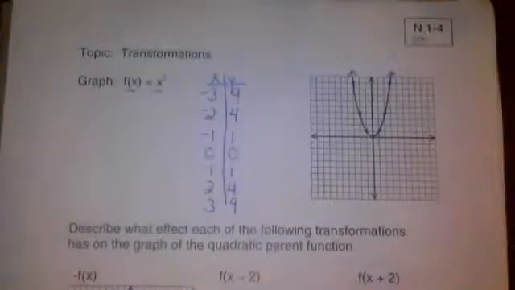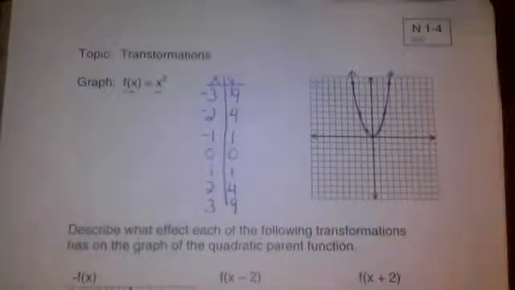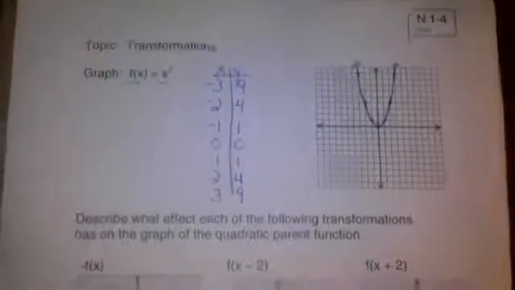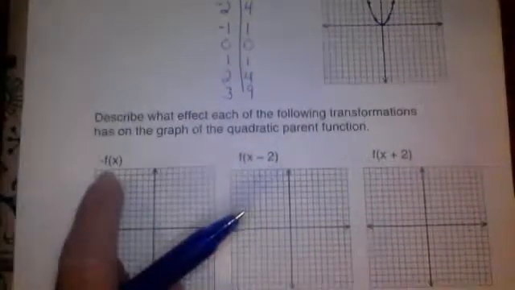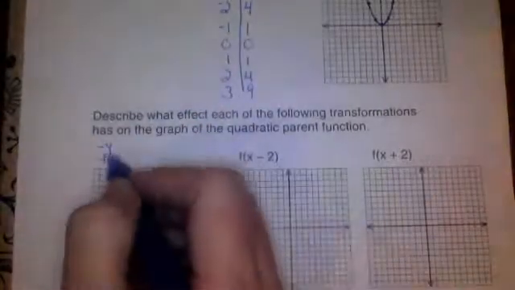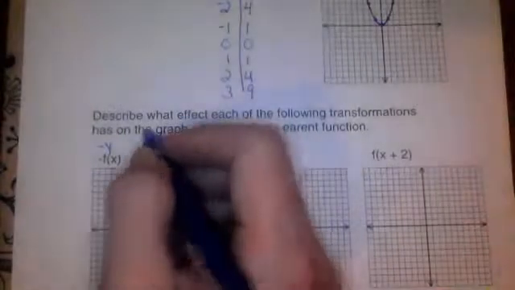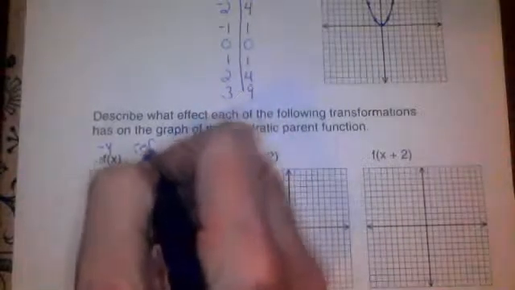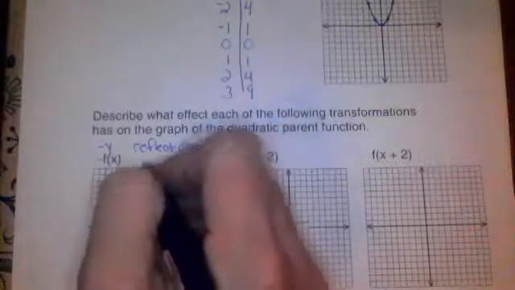Okay, so we're going to take that graph, this set of points, and we're going to make changes. So the first function notation they're asking us to do is negative f of x. That should look familiar to you. That's negative y. So that means we're going to change the y values, and we know that when we change the y values, that should cause this graph to reflect across the x-axis.